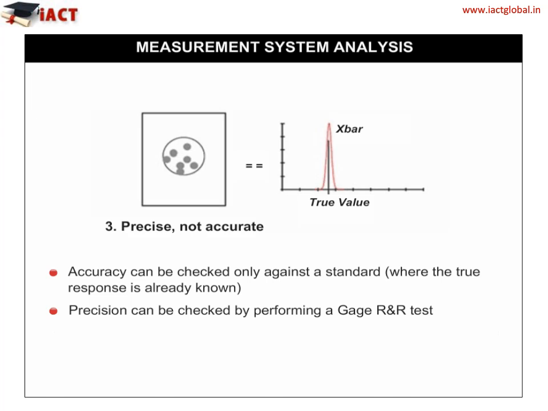Gauge R&R, or gauge repeatability and reproducibility, is a measurement systems analysis technique. Gauge R&R measures the amount of variability induced in measurements that comes from the measurement system itself and compares it to the total variability observed to determine the viability of the measurement system. The evaluation of a measurement system is not limited to gauges, but extends to all types of measuring instruments and test methods.